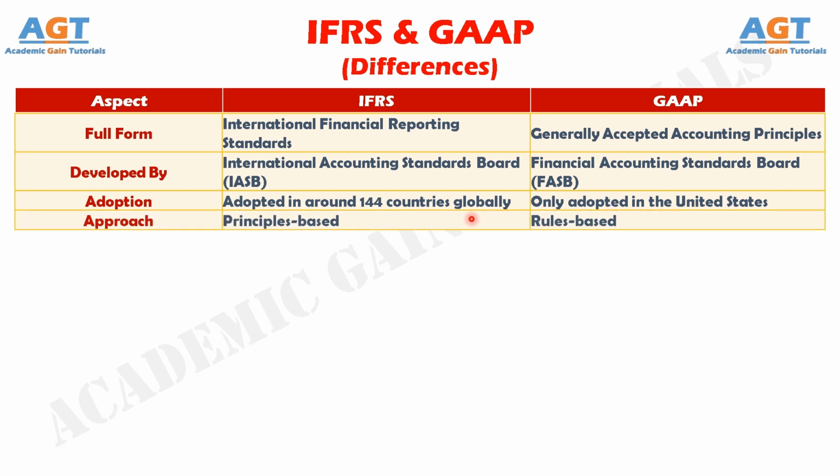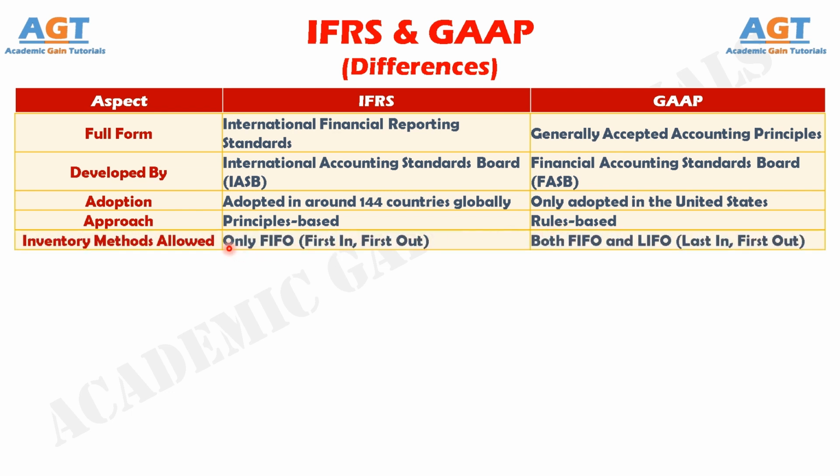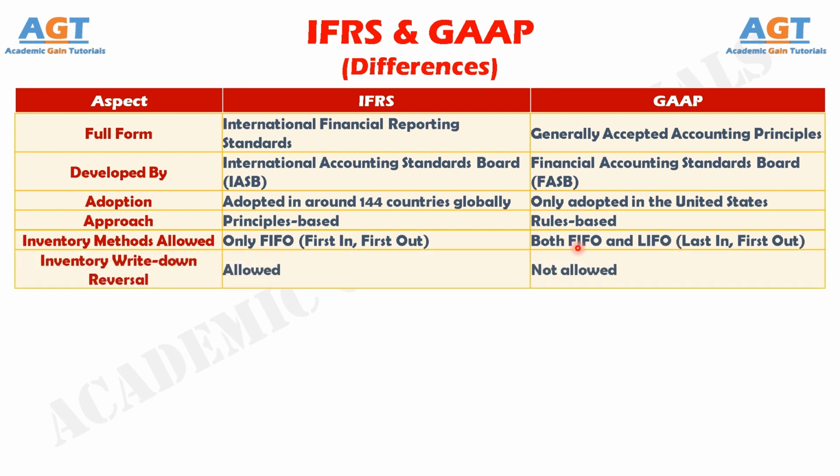Number 4. IFRS is based on principles, whereas GAAP is based on rules. Number 5. IFRS allows only the FIFO method for inventory valuation, whereas GAAP allows both FIFO and LIFO methods. Number 6. IFRS permits inventory write-down reversal, whereas GAAP does not allow it.